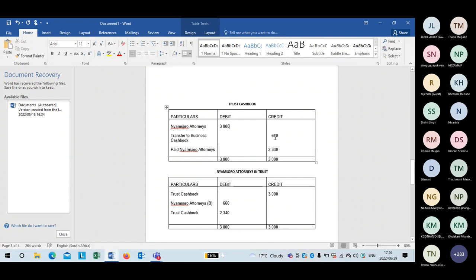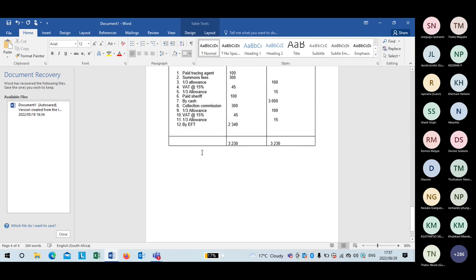Right. So the 660 is due to us. We transferred it from the trust account to the business account, as the narration says. We were taking it from the 3,000. And when you take 3,000 and minus 660, what do you get? You use your calculator. What do you get? We arrive at 2,340 rand. Yes. And looking at the trust cash book again, what do we say next to the 2,340? Paid Nyamsoro attorneys.